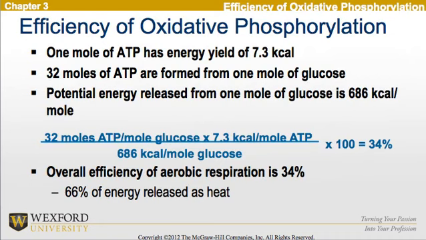So if we're looking at the efficiency of oxidative phosphorylation, 1 mole of ATP has the energy yield of 7.3 kilocalories. 32 moles of ATP are formed from 1 mole of glucose. So the potential energy released from 1 mole of glucose is 686 kilocalories per mole. The overall efficiency of aerobic respiration is 34%, where 66% of the energy is released as heat.